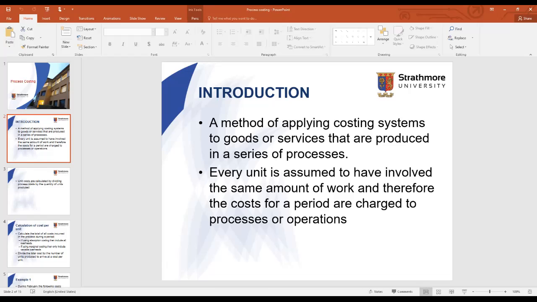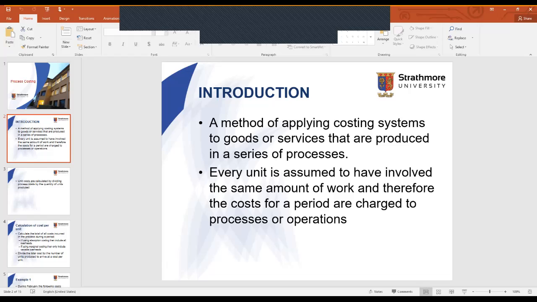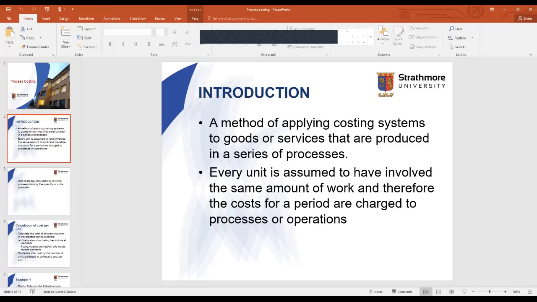So every unit is assumed to have involved the same amount of work, and therefore the costs for a period are charged to the process or the operation. In case you want to determine, by the end of process one, the output, even if it is an incomplete unit that needs to be taken to process two, what's the cost per kg of the incomplete material I have, we do the same thing we did in the case of batch costing.